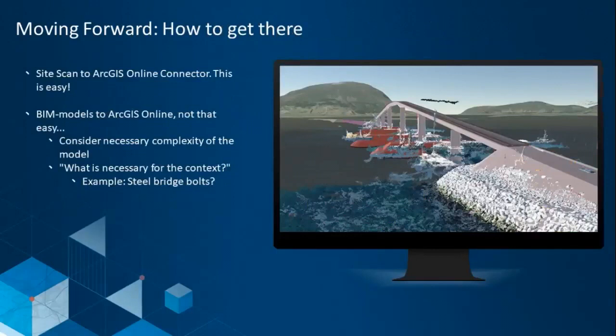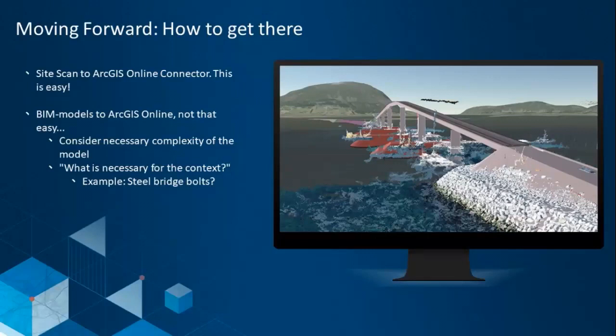We have started to test transfer of data from SiteScan to ArcGIS Online. And we started to test the transfer of BIM models to ArcGIS Online to combine those two. And the transfer of data from SiteScan to ArcGIS Online is quite easy. With a few mouse clicks and a cup of coffee, point clouds, meshes, and orthophotos are transferred to ArcGIS Online and ready to be used in web maps or in 3D scenes.